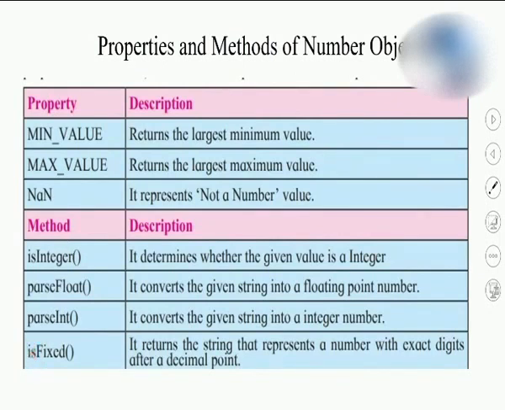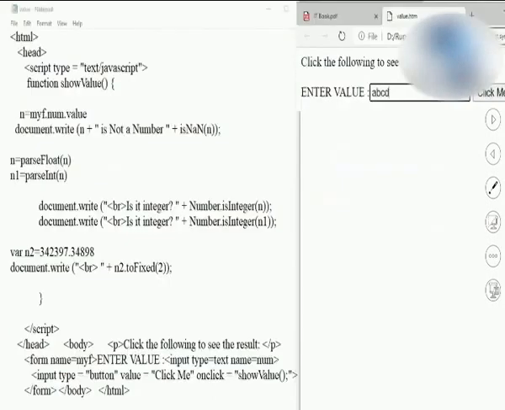So here toFixed is going to return the string that represents a number with exact digits after the decimal point. IsInteger is going to tell you whether the given number is an integer value or not. ParseFloat is going to convert your string into a floating point number. ParseInteger, it's not L, it's I. So here ParseInteger is going to convert your string into an integer. And you need to remember what it is. This is the toFixed method. Here is the program, and observe the output as well.